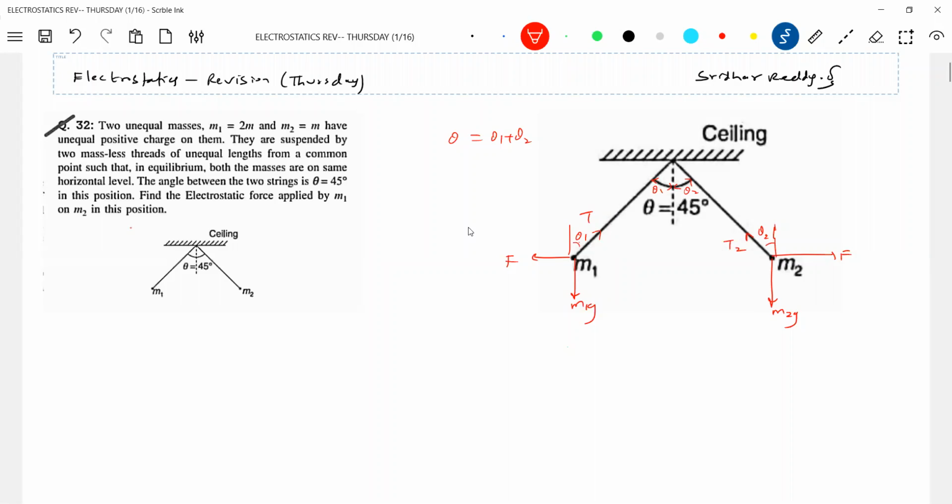Tensions, two different strings, no? So T1, T2, you write it. So what can be tan theta 1? This theta 1, you can extend it here like this. So tan theta 1, looking at the diagram, should be equal to F by M1G. Similarly here, tan theta 2 should be equal to F by M2G.